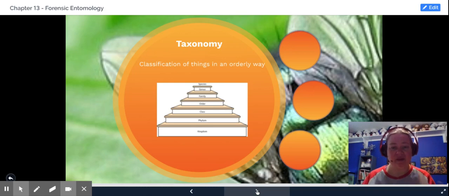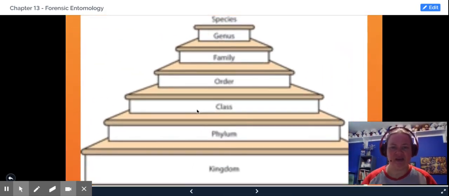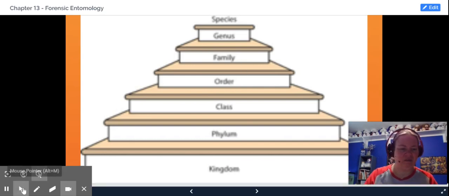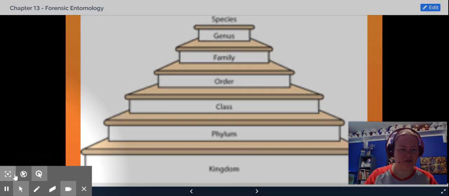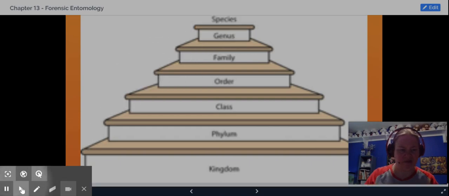A kingdom is the broadest category. Sorry, it's a little blurry, but the kingdom is the biggest and the broadest category, followed by phylum, class, order, family, genus, and species, with species being the most specific.